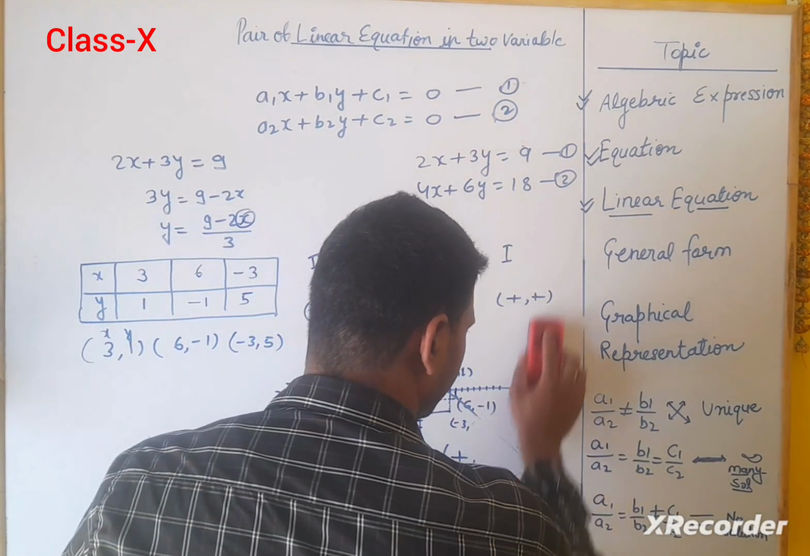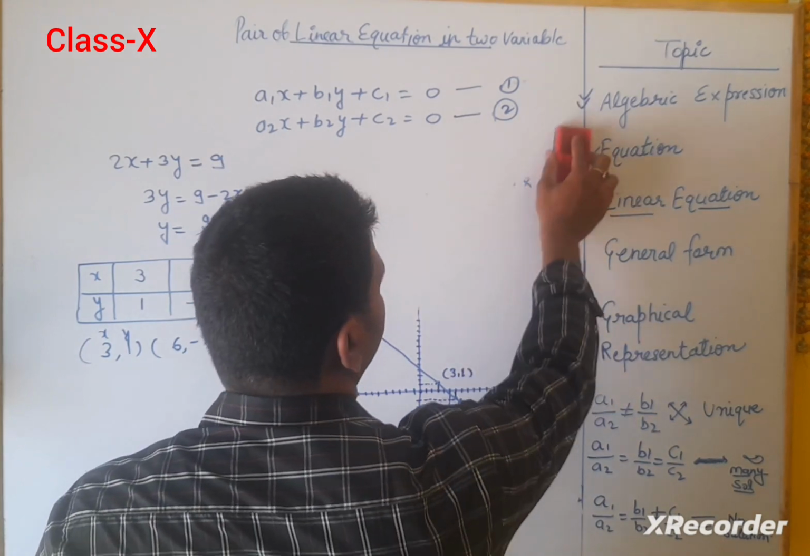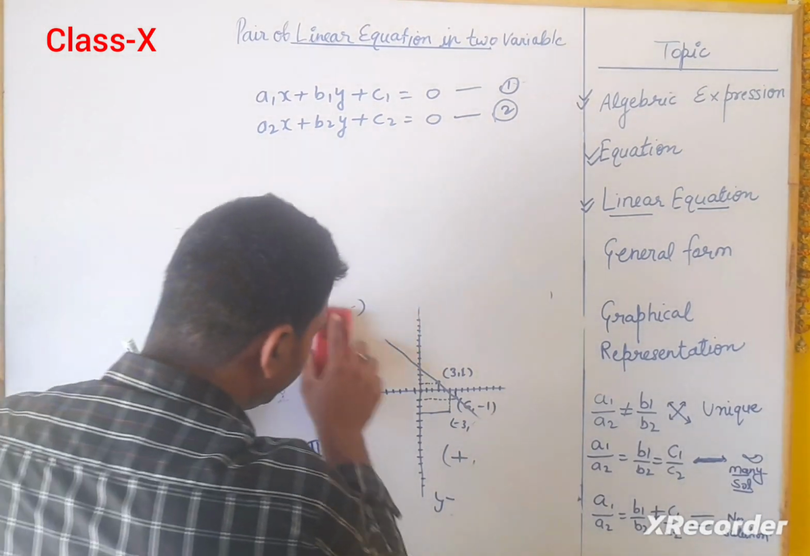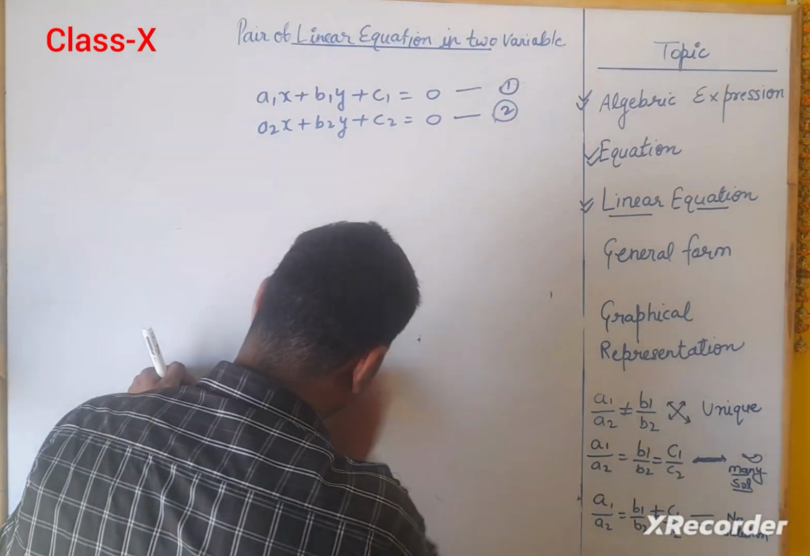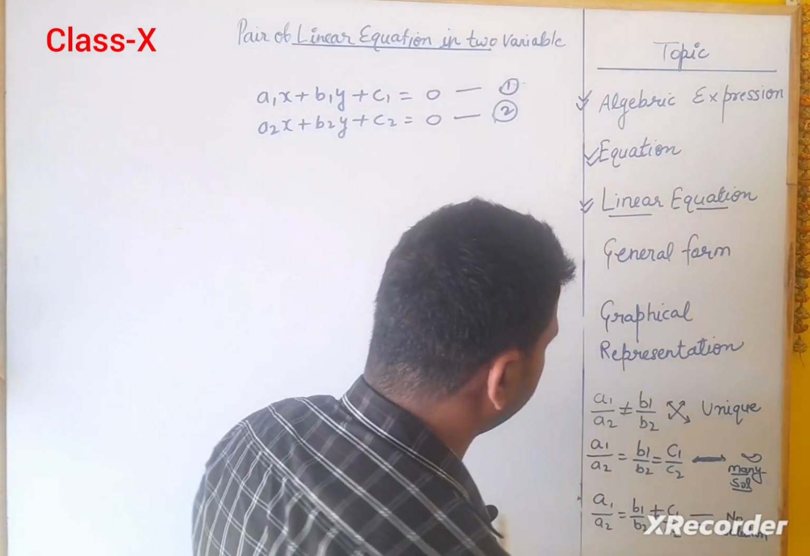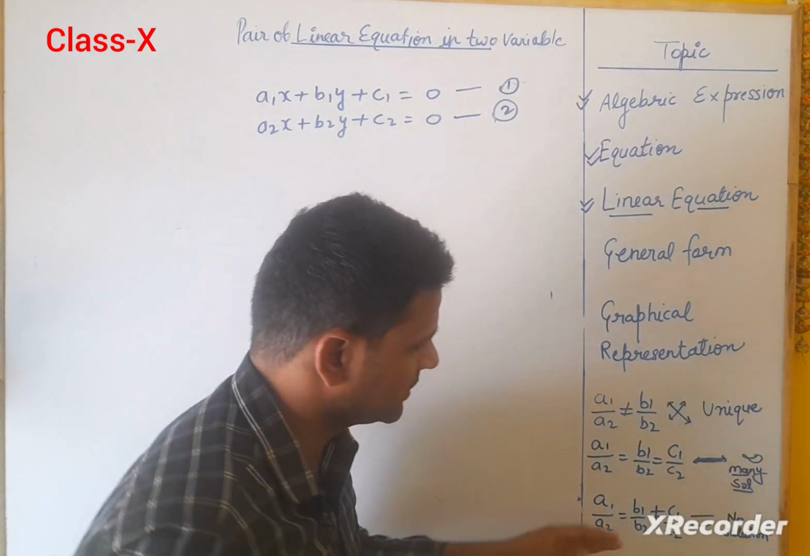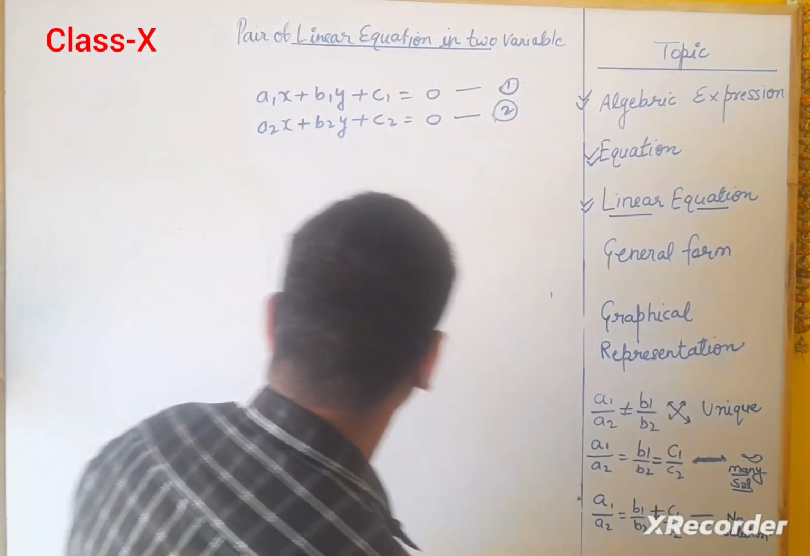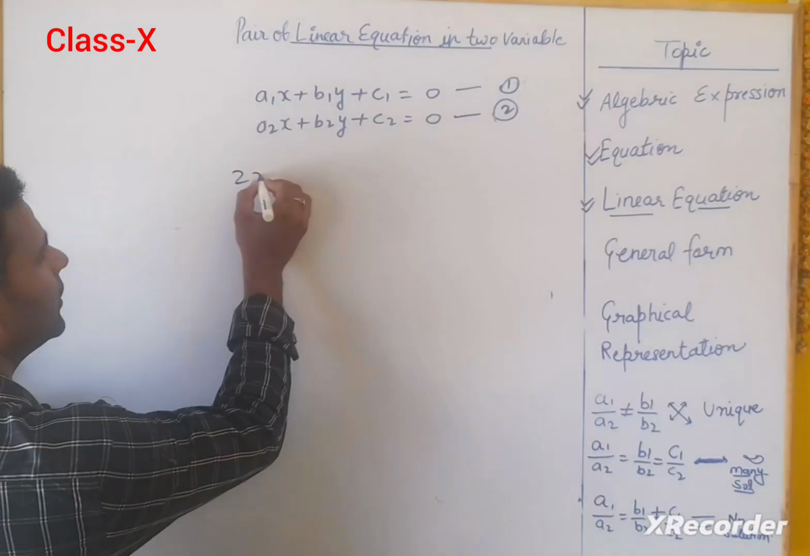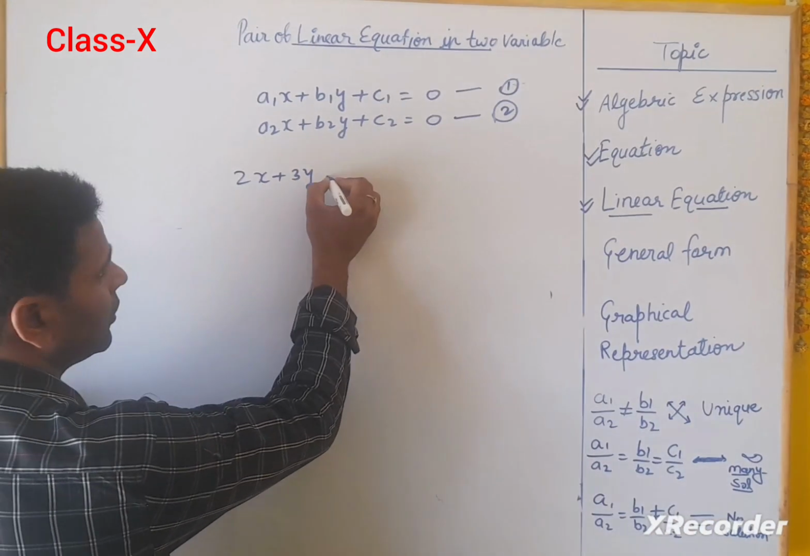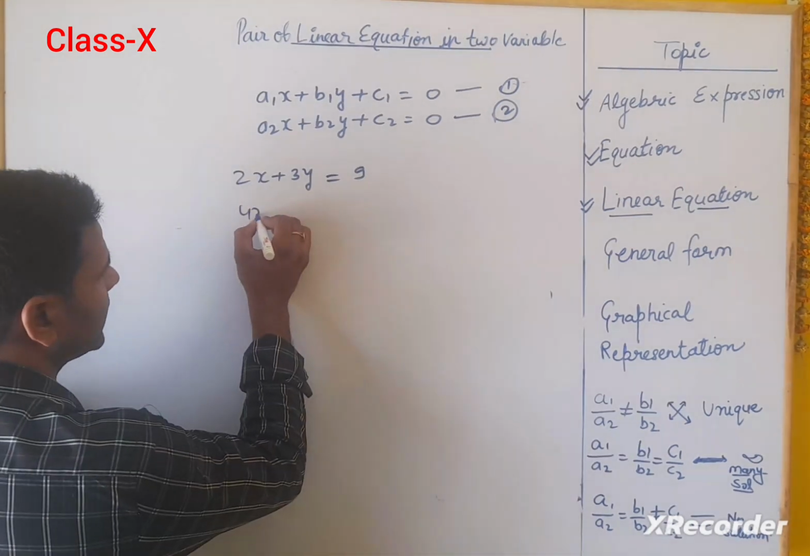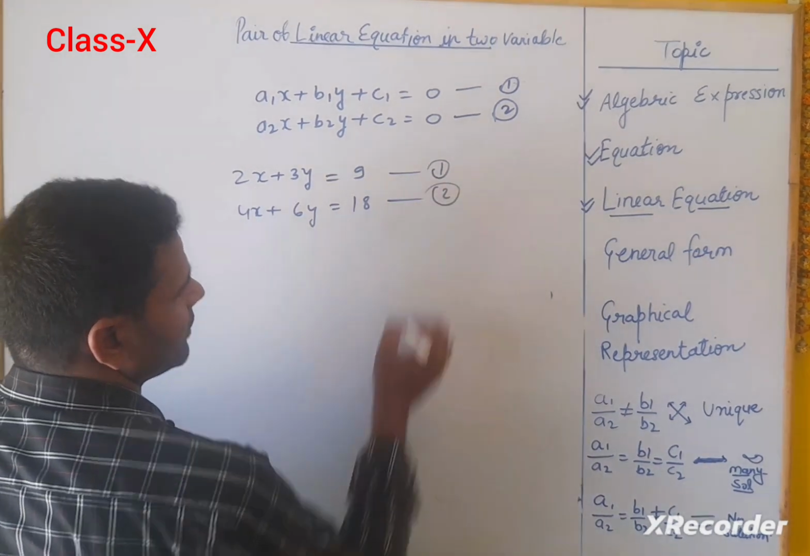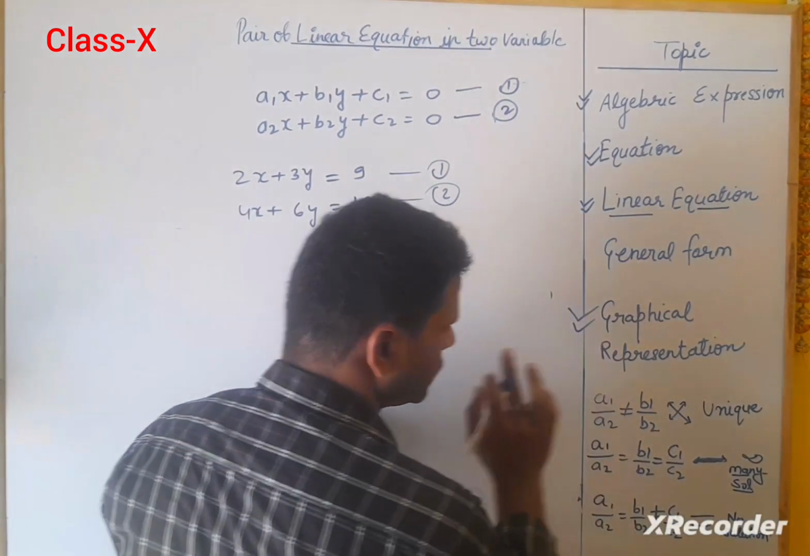Now the next topic we are going to discuss is very important, because many questions come in the exam. It is how we can find whether the given pair of linear equations has a unique solution, infinitely many solutions, or no solution. Let us take one more example: 2x plus 3y equal to 9 and 4x plus 6y equal to 18. So here are two equations.